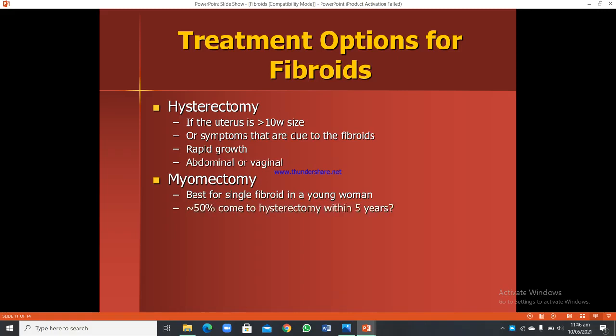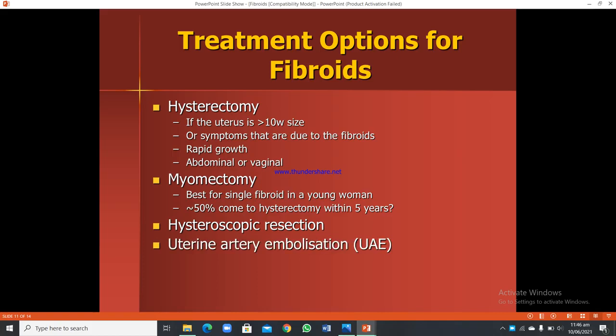Almost 50% come to the hysterectomy within 5 years. Hysteroscopic resection, which is very common nowadays. Uterine artery embolization, yes, it is being done in Lahore in Pakistan also.